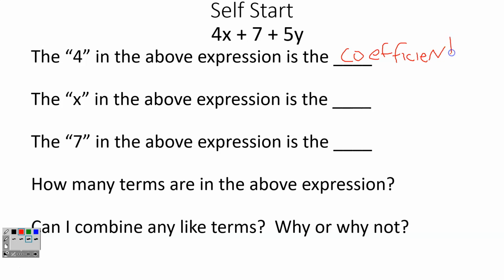I'm trying to write this with the mouse, and it's a lot trickier than you might think. The x is right here. That is our variable. Try to make that look like an r. There we go. The 7, which is right here, doesn't have a variable, so that would be our constant.